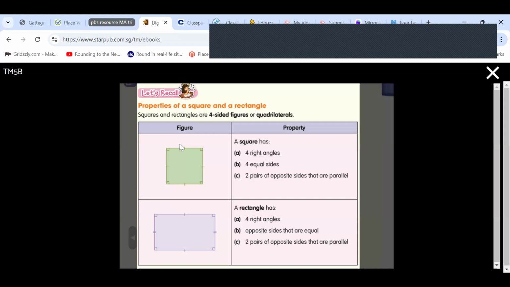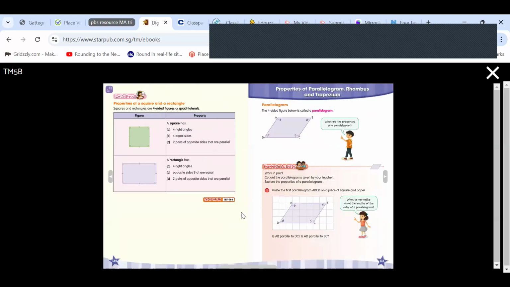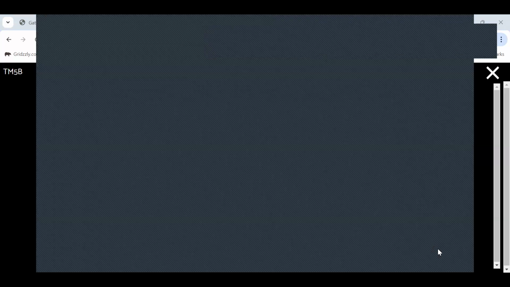A rectangle has four right angles, opposite sides that are equal, and two pairs of opposite sides that are parallel. So you see the very clear difference between a square and a rectangle that you have known for years is that all four sides are equal. So with that, we answer the question in our workbook with the worksheet here.